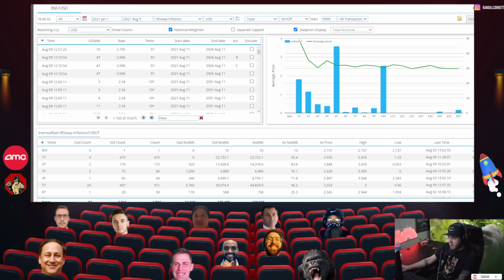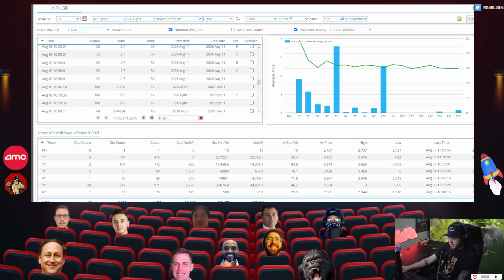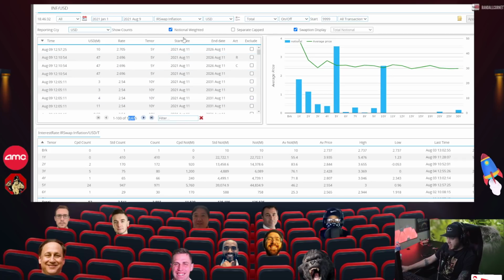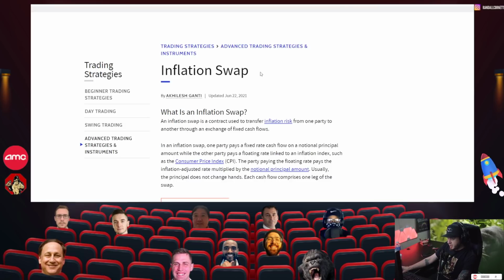So what we're looking at right here is a list of trades from January 1st of 2021 to now. There's 10,000 trades on this specific chart, and we're looking at IR swaps on inflation. So where do we start here? Well, IR swaps, an inflation swap is what it means. Let's start at the top, because this might be a little bit of a longer one, guys.